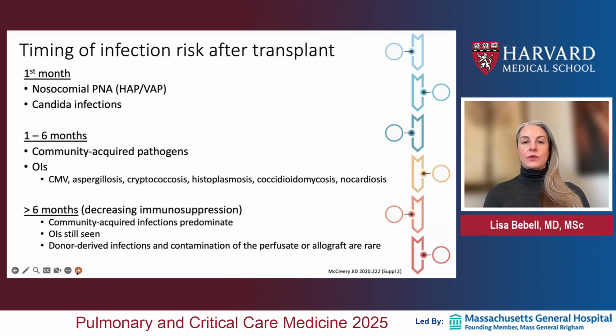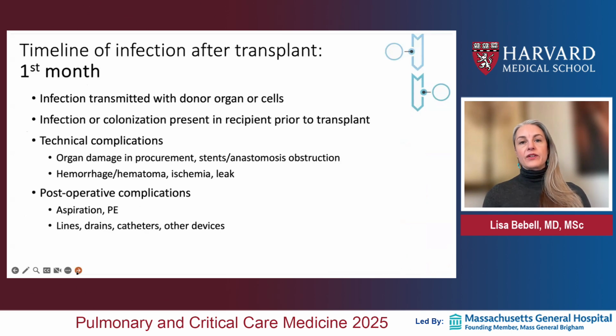After around 6 to 12 months, as immunosuppression or immunodeficiency starts to wane, community-acquired infections really start to dominate the picture. Opportunistic infections can sometimes still be seen, but donor-derived infections and contamination of the allograft or perfusate become very rare. Let's drill down a little bit more on that and talk about the first month after transplant.